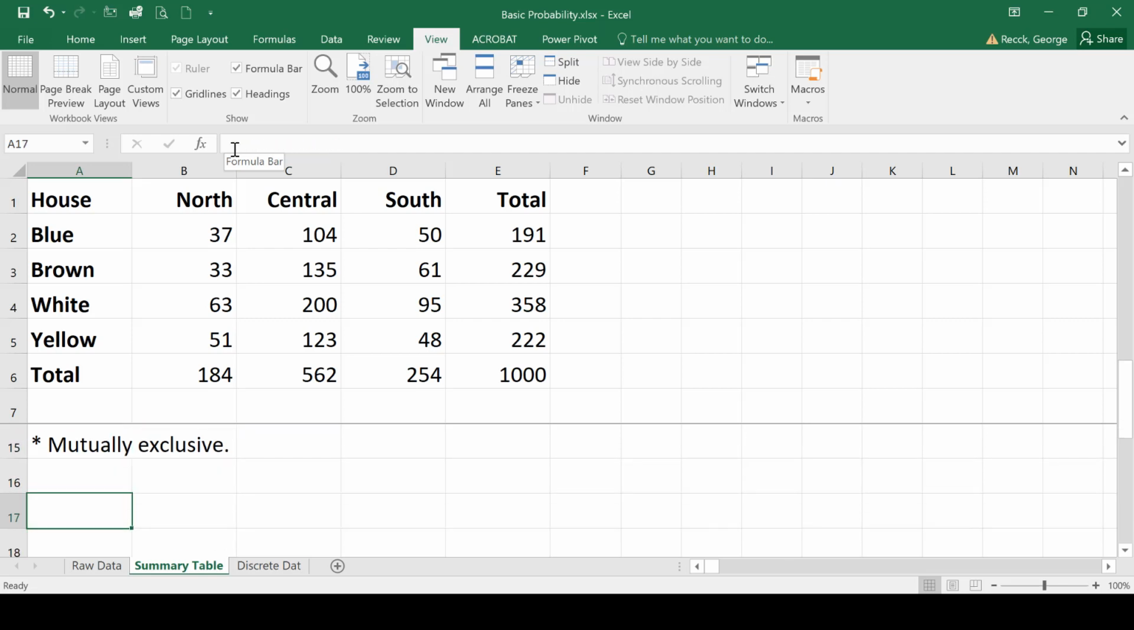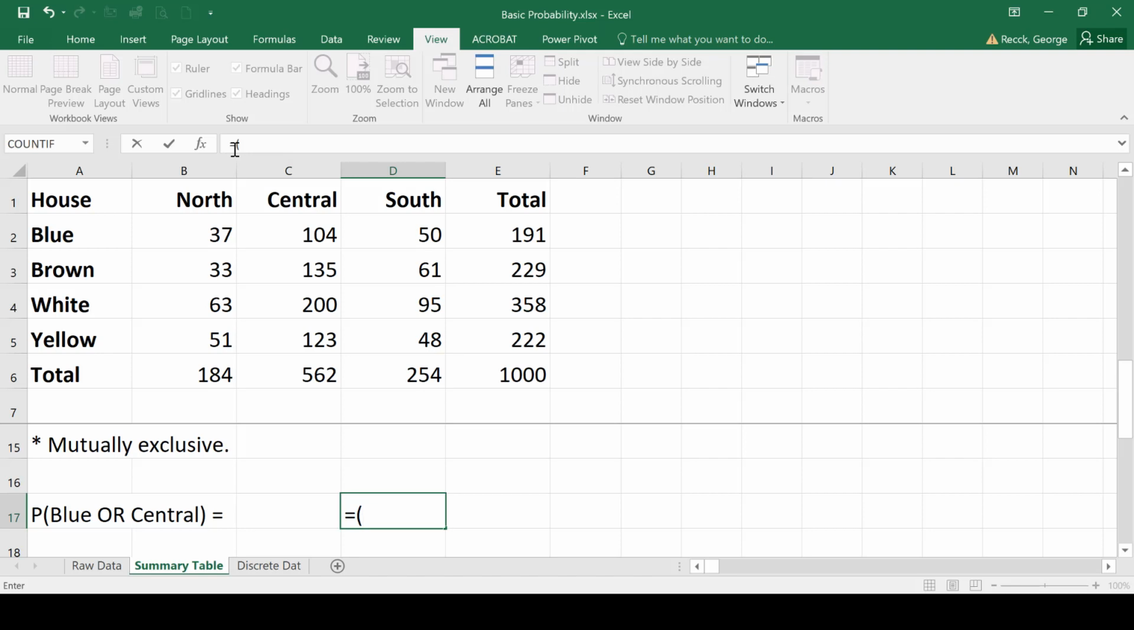The next probability is the probability that the house is either blue or in the central region. This is called the general addition rule, and it's tricky in that we have to take into account three pieces of information. First, I'm going to start with a parentheses, and I'm going to take our first condition, blue. So there's 191 blue houses in E2.